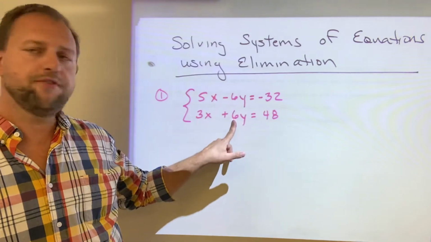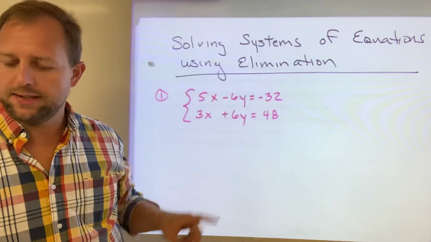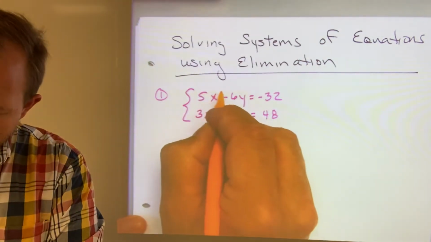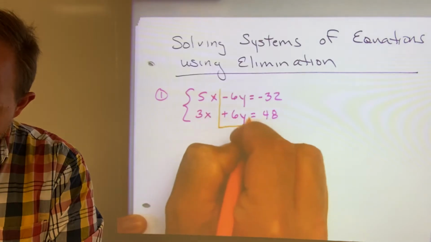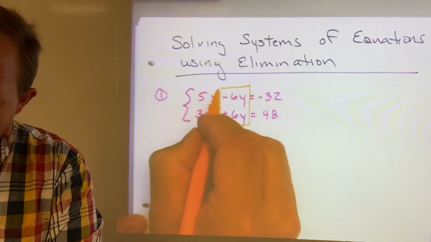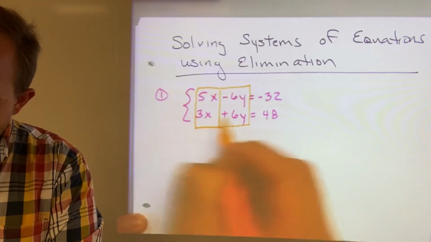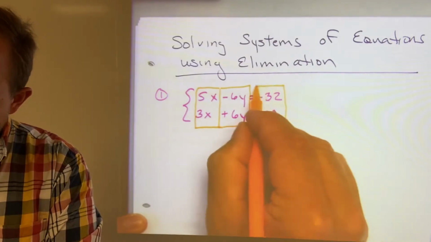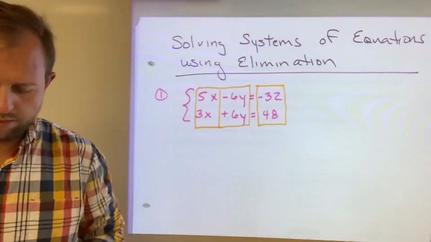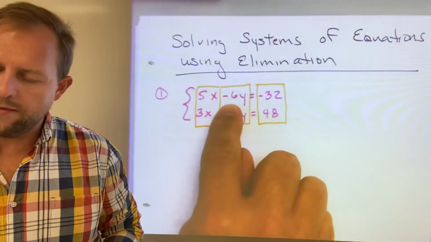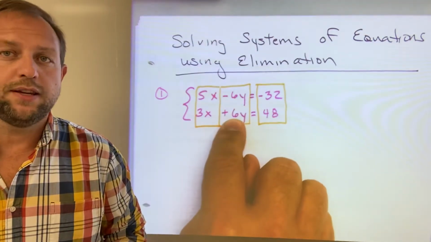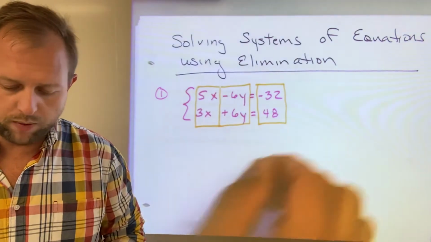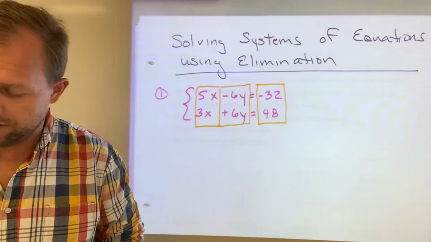the same coefficient but opposite signs. And in this case, we do. It is also important that we line everything up, that our y's are lined up, our x's are lined up, and our constants are lined up. And once we have equal but opposite coefficients on one of the variables, we can take the two equations and we can add them together.